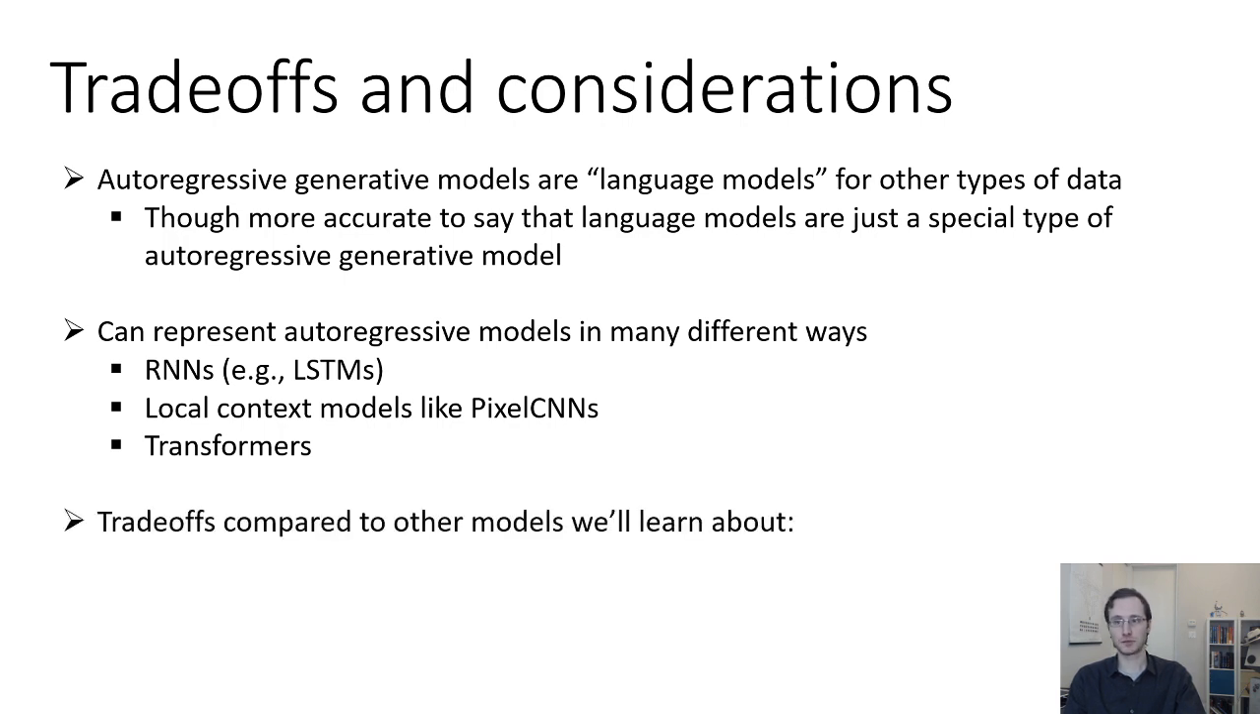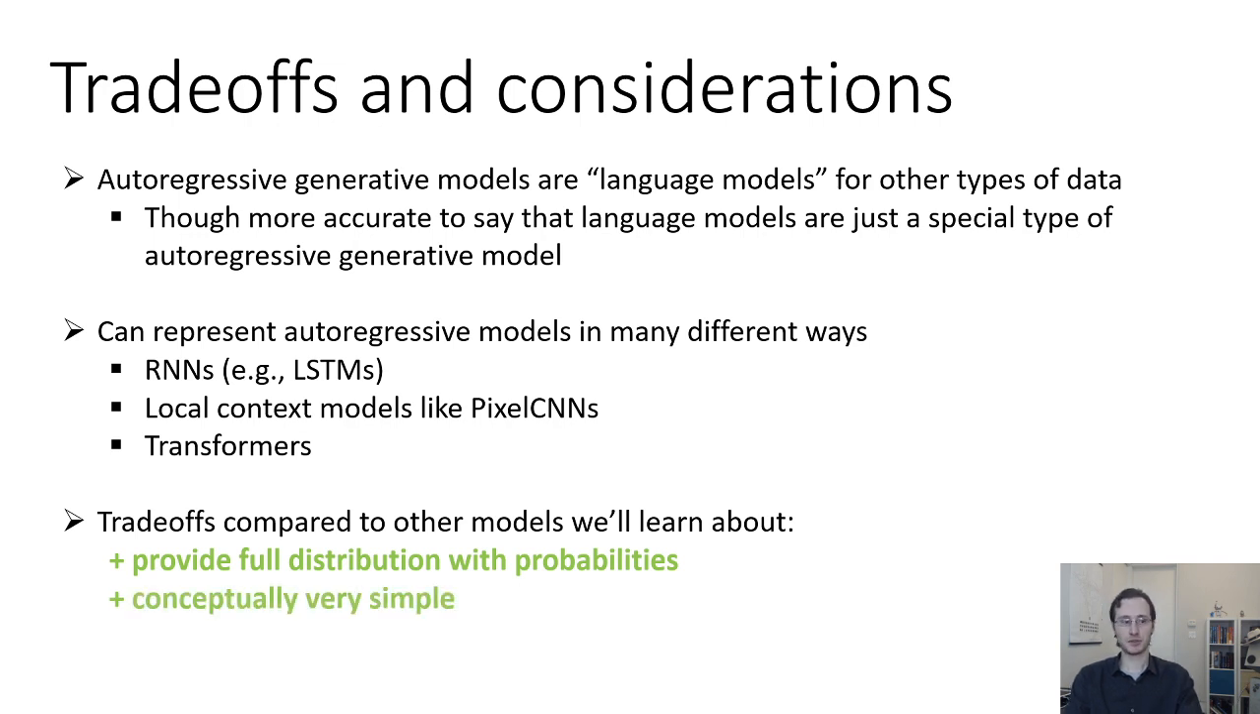There are some interesting trade-offs for these models compared to other models we'll talk about later. And I realize this is a little weird because I haven't described the other models, but just as a preview, here are the trade-offs that we'll find. Generally, one really good thing about these kinds of autoregressive generative models is that they provide full distributions with probabilities. So they really will assign a probability to every possible x, and those probabilities are easy to get. That is not going to be the case for some of the other more complex generative models that we'll talk about on Wednesday. They are conceptually very simple. If you understand language models, chances are you're going to understand autoregressive generative models. Some of the other types of models we'll discuss are more complex.